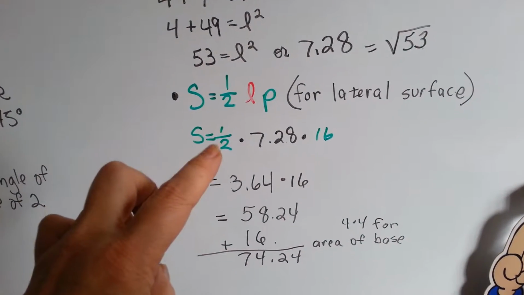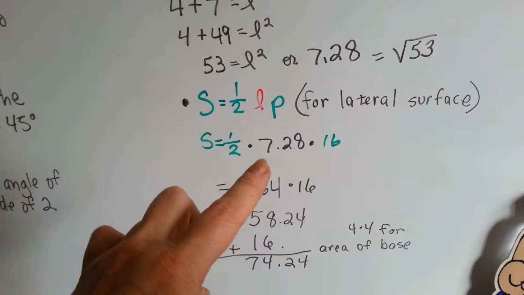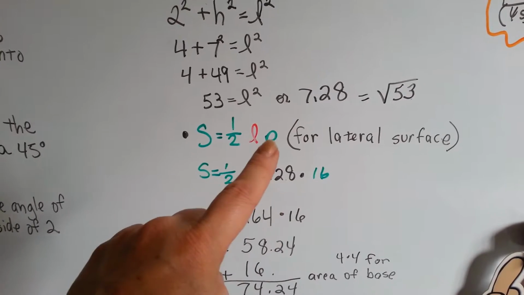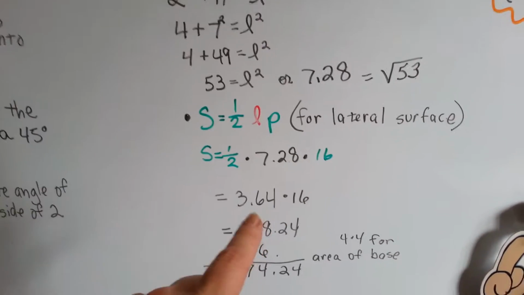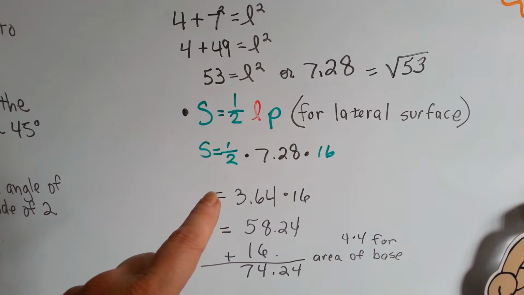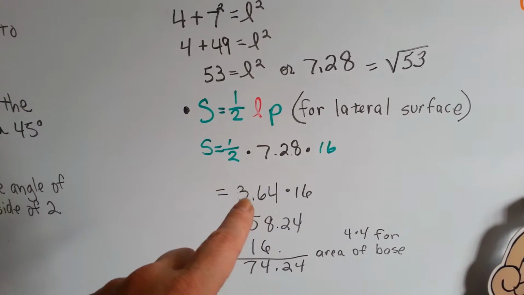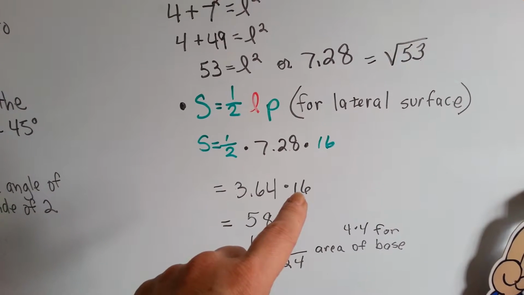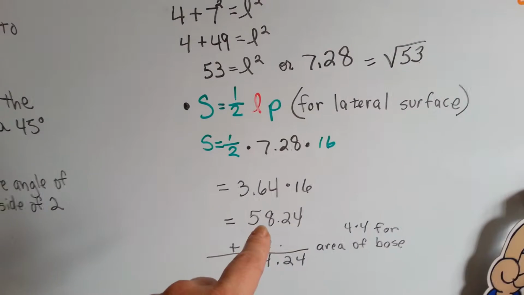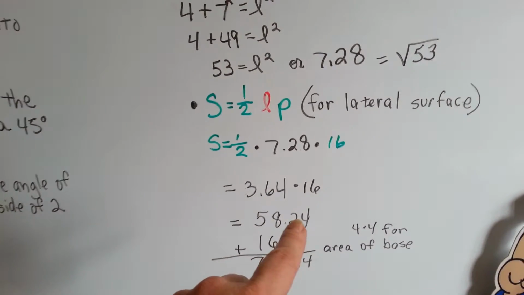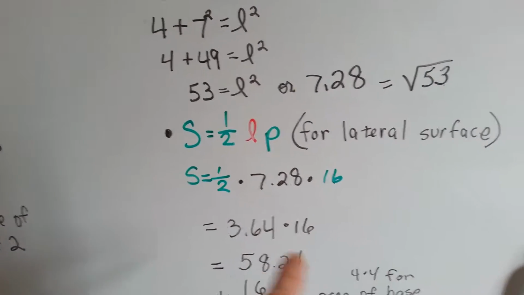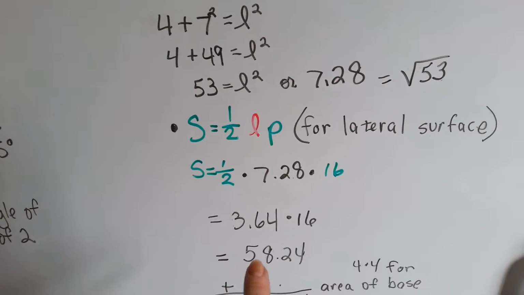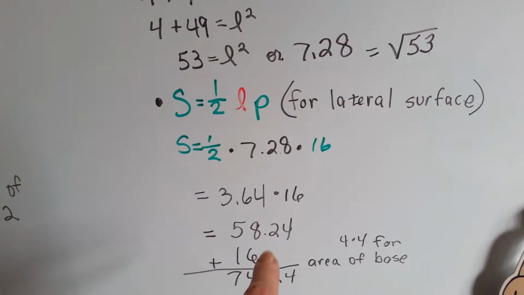So now we plug this in. S is equal to half times that times 16, because we got the 16 from the perimeter. The P is the 16, 4 times 4. So now half of 7.28 is 3.64. Now we've got 3.64 times 16, and that comes out to 58.24. So now we have figured out what all the 4 slanted sides are equal to. They're equal to 58.24. But we still have to add the bottom.